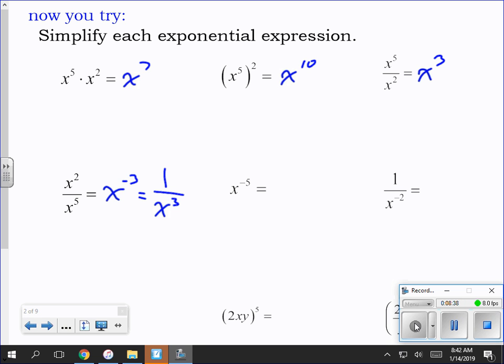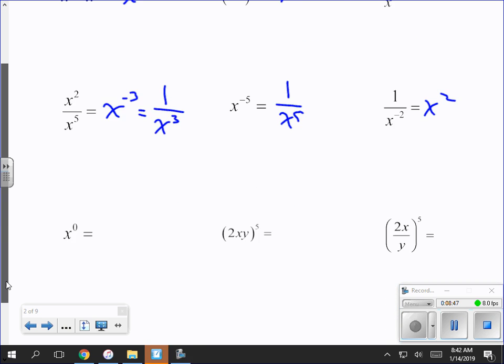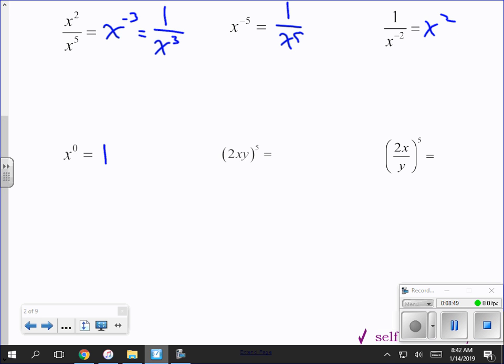Another one, x over x to the -5 is 1 over x to the 5th. 1 over x to the -2 is x to the +2. Anything to the 0 power is 1 as long as it's not 0. In this one, you distribute your exponents. So I have 2 to the 5th, x to the 5th, y to the 5th. However, I should write 2 to the 5th as a single number, not a power, because I can figure it out. So my final answer is 32, x to the 5th, y to the 5th.